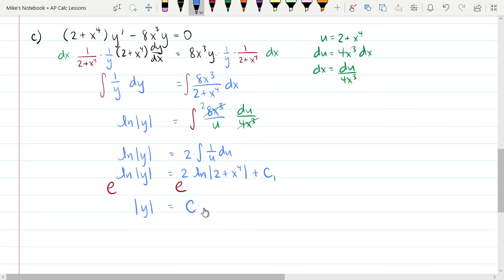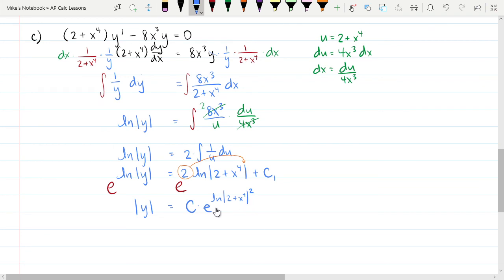Now here I have e to the 2 natural log of 2 plus x to the fourth. I'm going to use my exponent rules and move that 2 up as a power on the argument. So this is really e to the natural log of 2 plus x to the fourth to the second power. Now, a couple things here. 2 plus x to the fourth is always going to be positive, so I actually didn't even need the absolute value bars here.